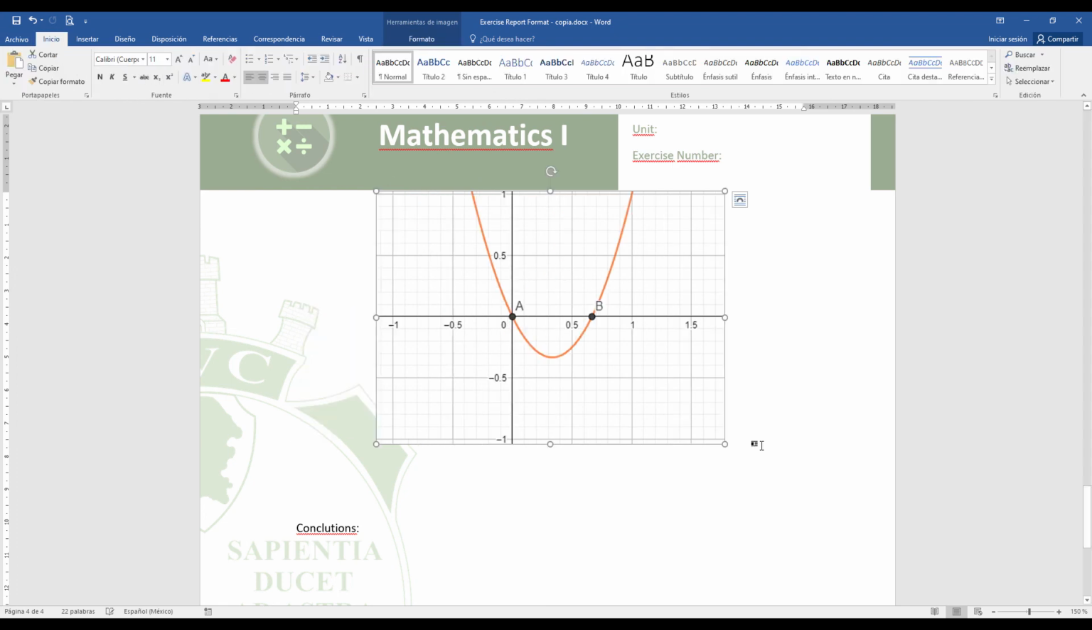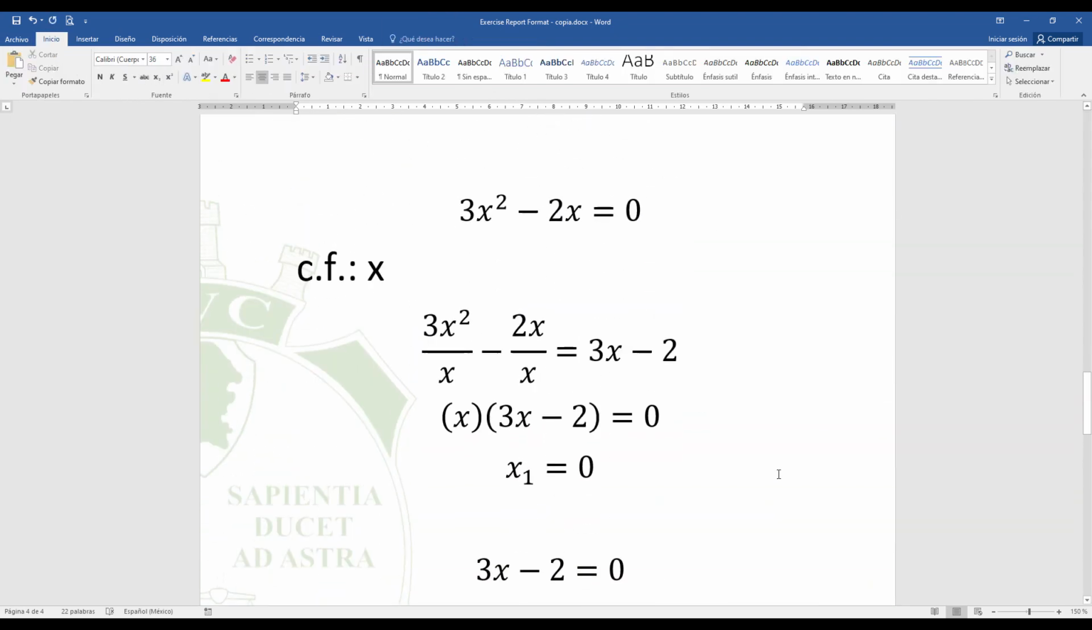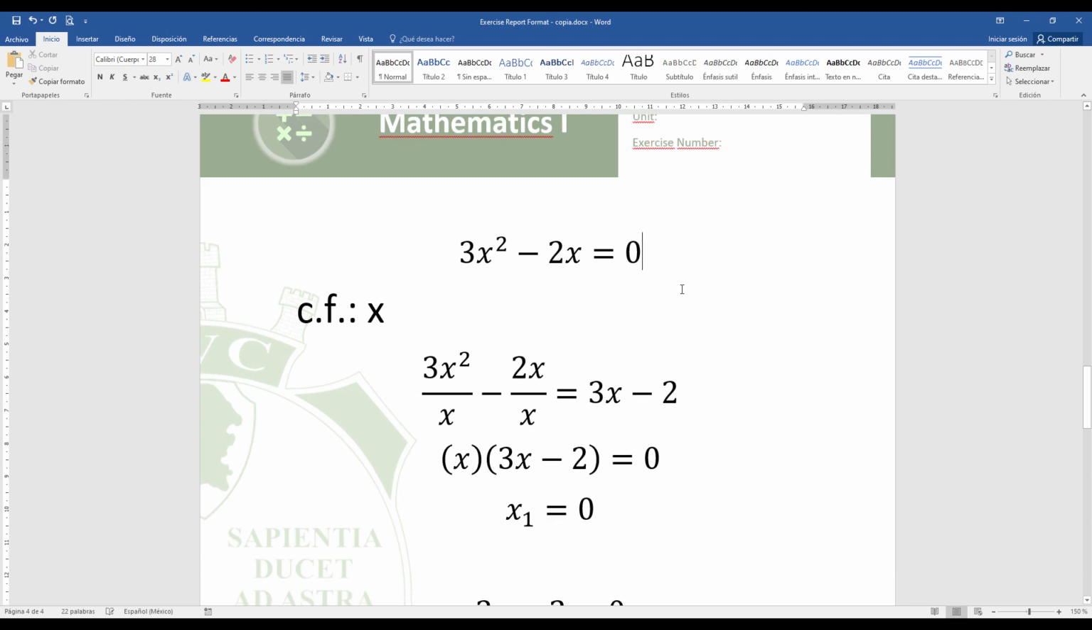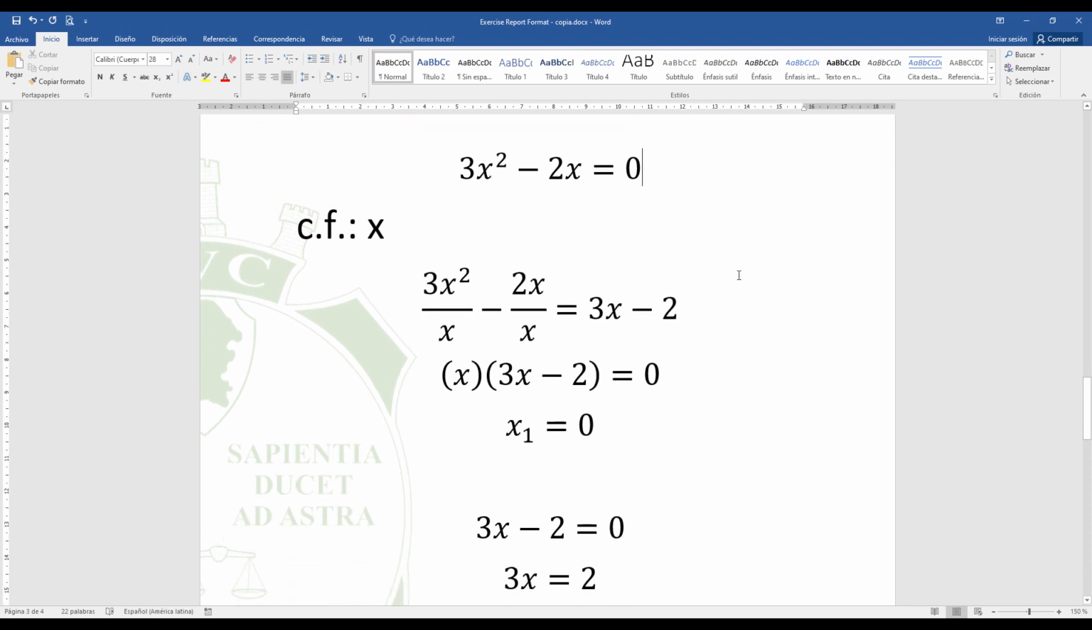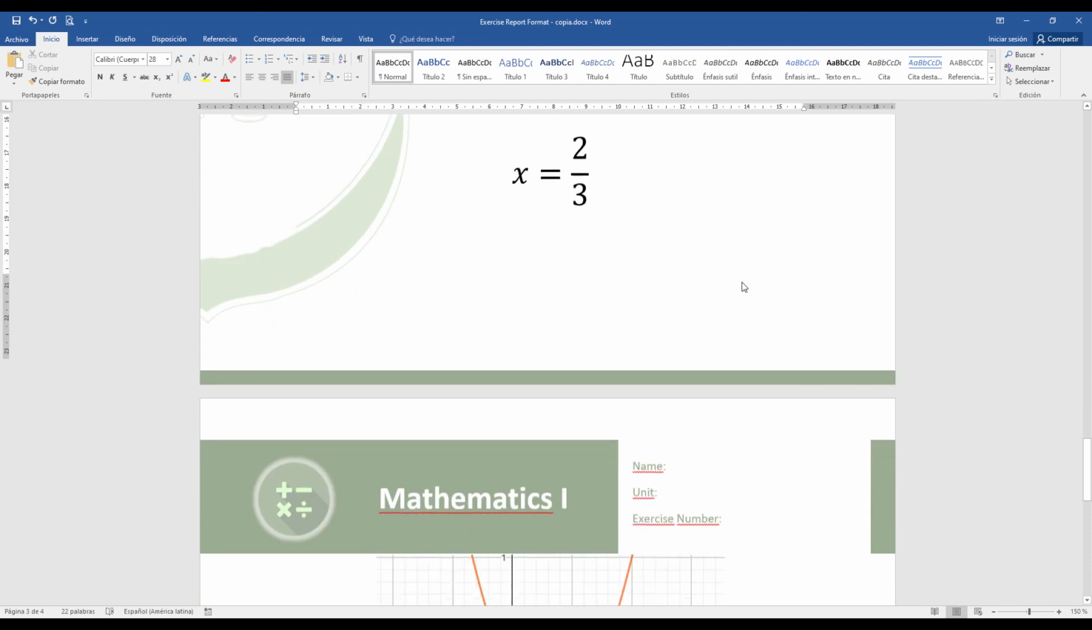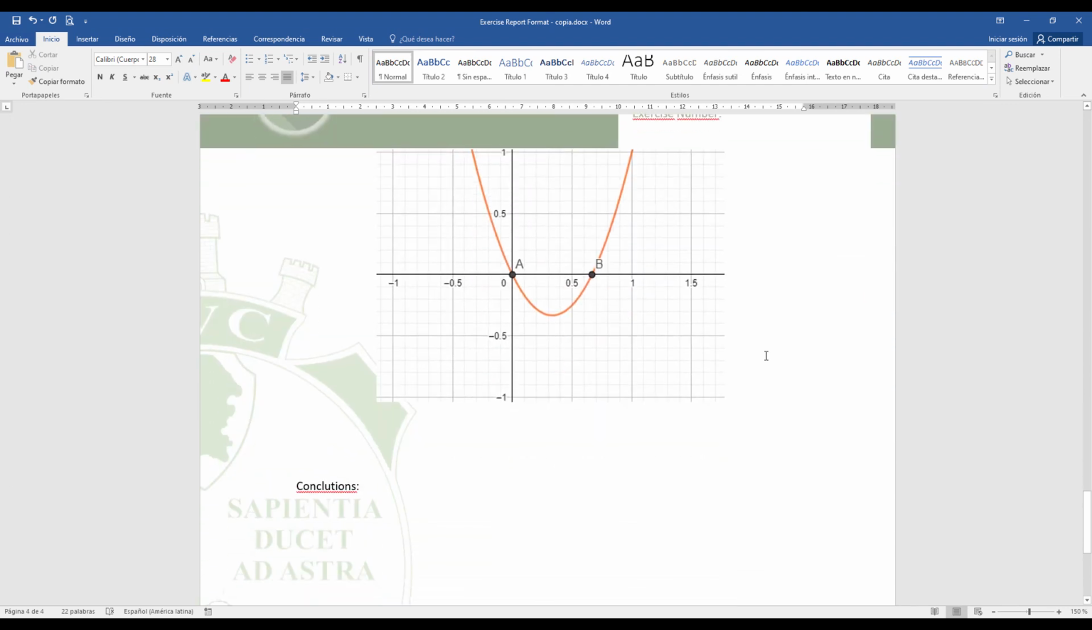This is the solution for that kind of exercise. You can check that way, it's very short, but you need to know how to factorize the equations.